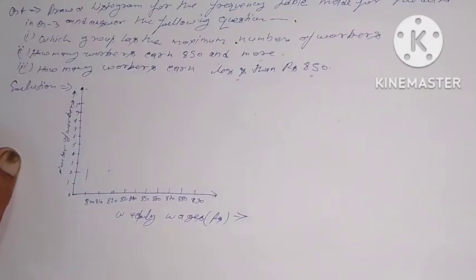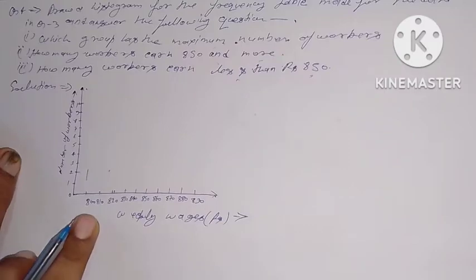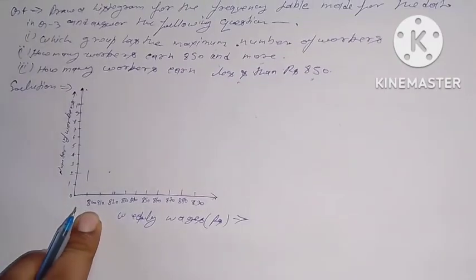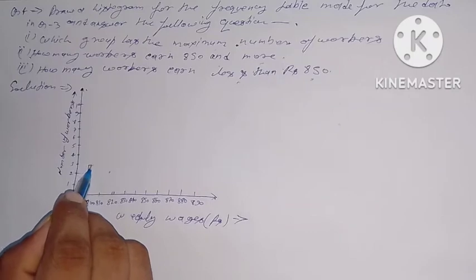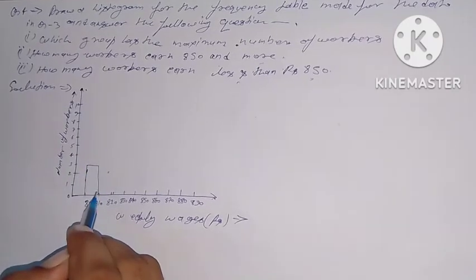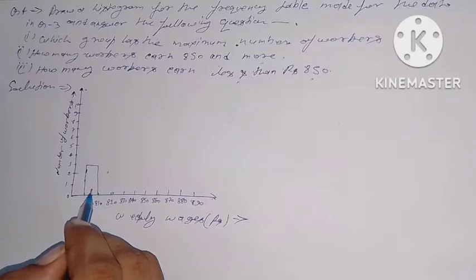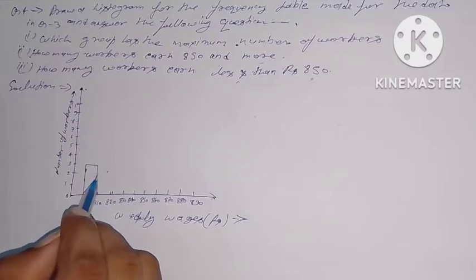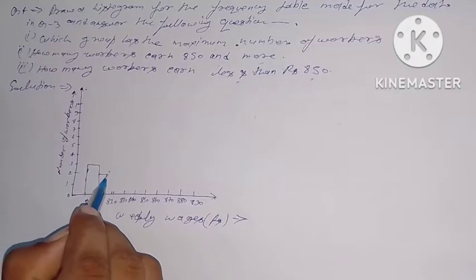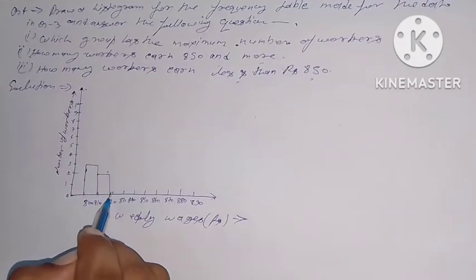The first is 800 to 810. How many workers? Only 3 workers. Then the bar goes up to 3. And next, 810 to 820. How many workers? 2 workers. Then the graph goes up to 2.